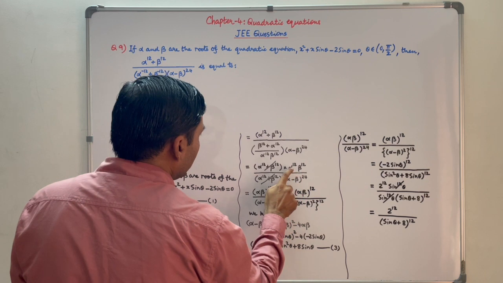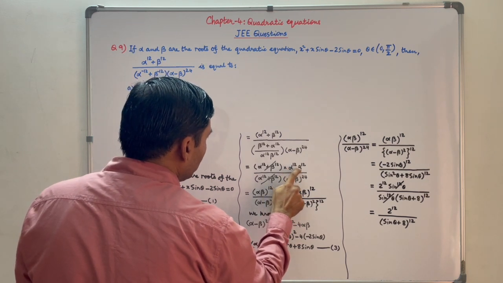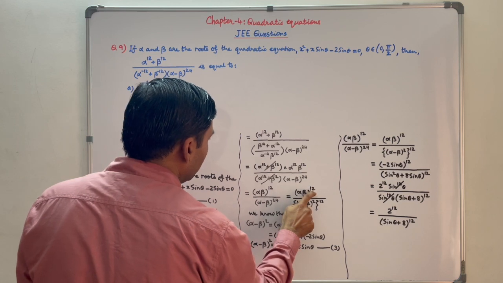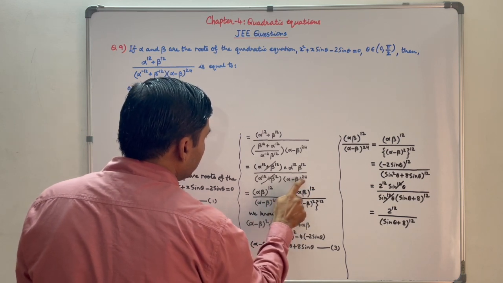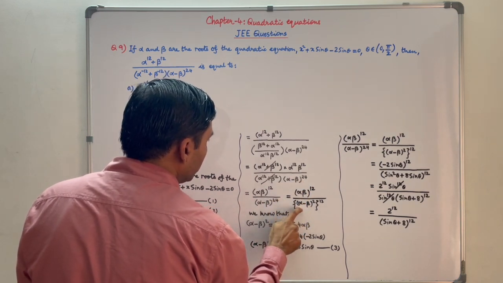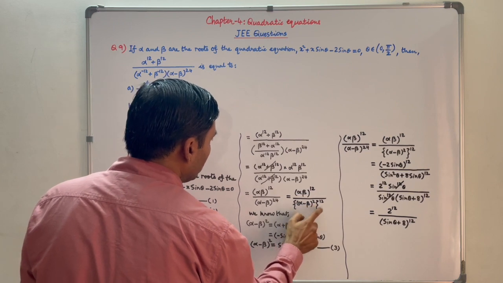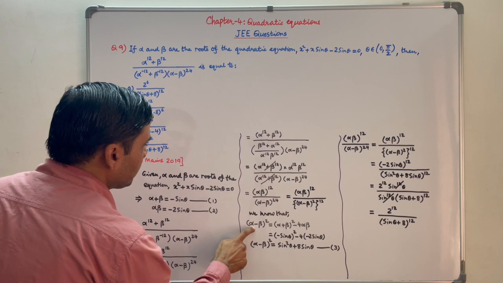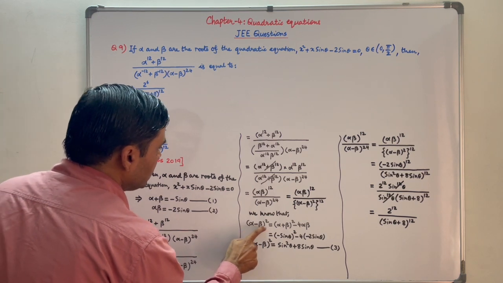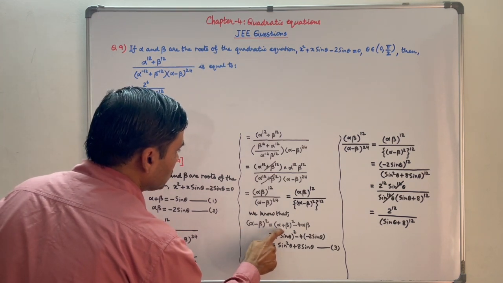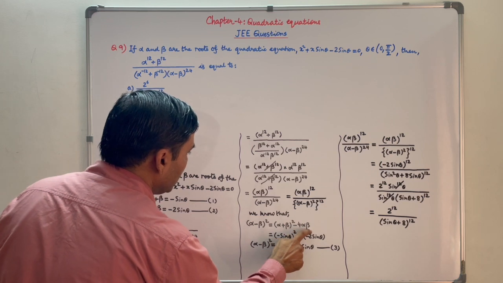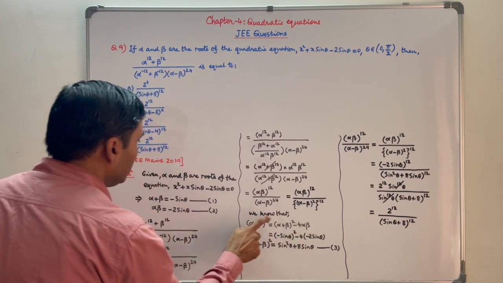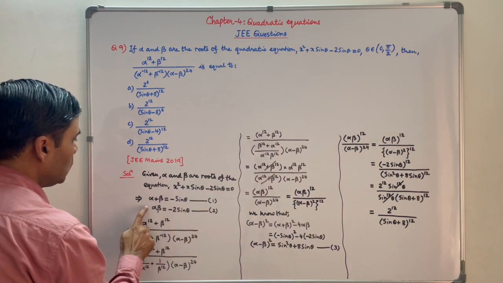Alpha to power 12 into beta to power 12 can be written as (alpha beta) whole to power 12. And (alpha minus beta) to power 24 can be written as ((alpha minus beta) whole square) whole to power 12. Now we will use this identity. (Alpha minus beta) whole square is equal to (alpha plus beta) whole square minus 4 alpha beta. The values of alpha plus beta and alpha beta we will put from equation number 1 and 2.